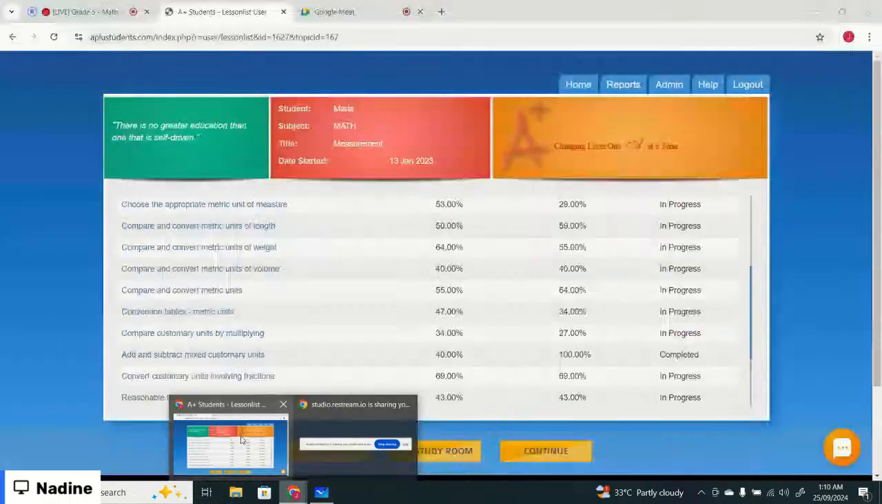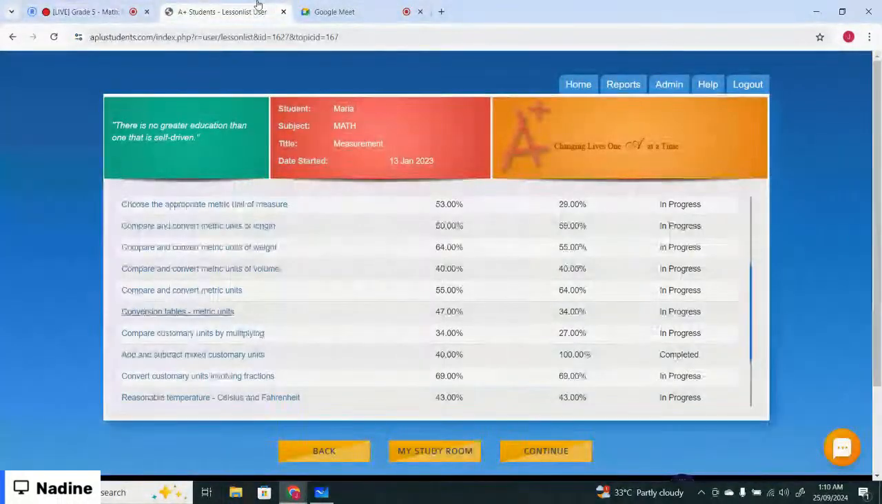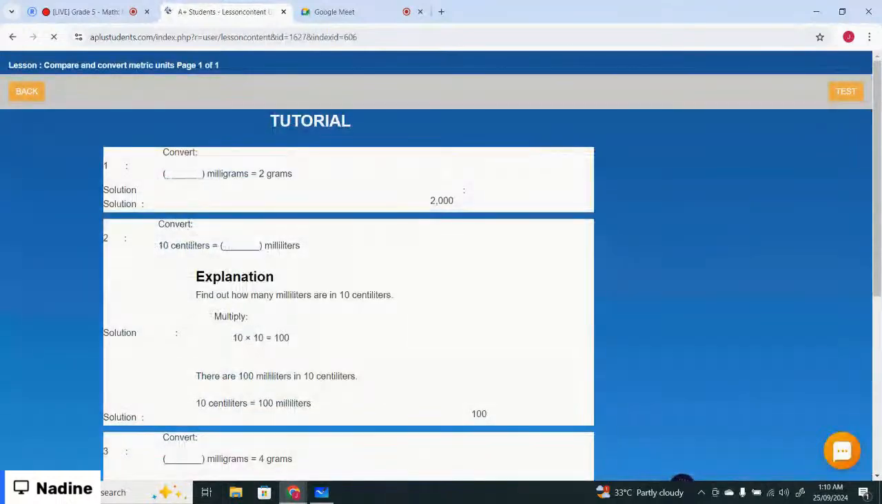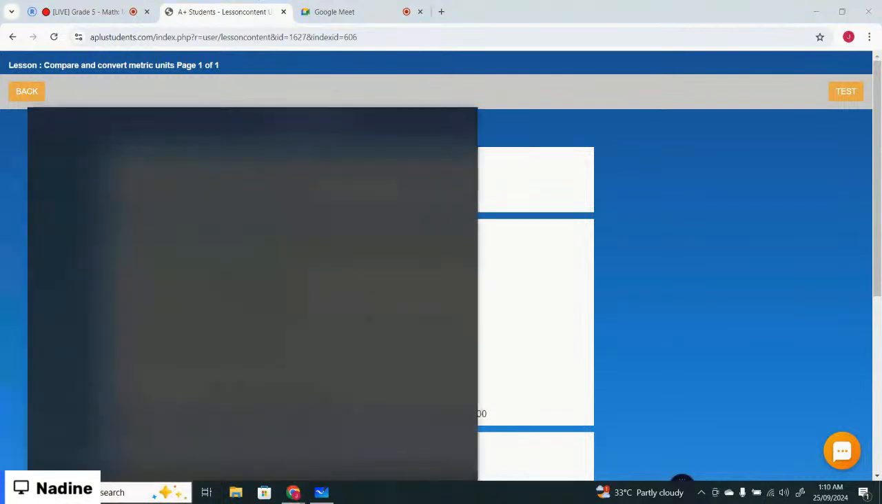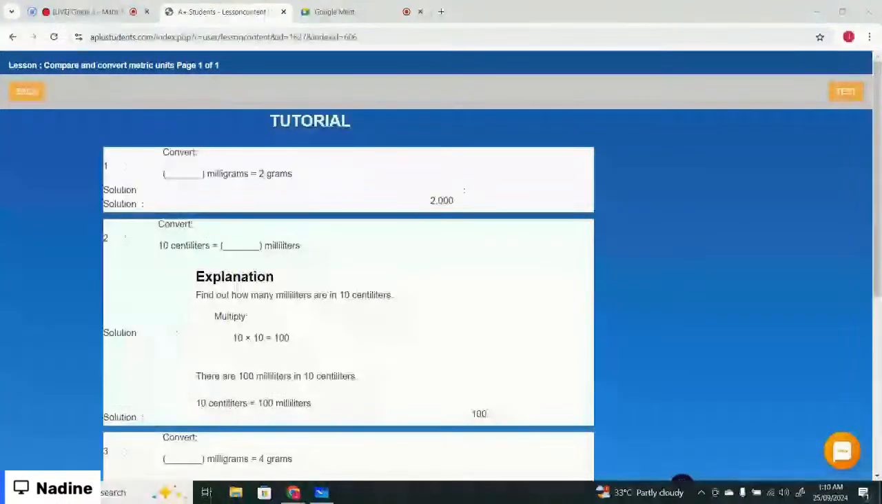Okay, so here I'm on grade 5 math. The chapter we are on right now is measurement. Let's just start with the lesson that is compare and convert metric units. The first one is convert. You are going to convert from 2 grams to milligrams. So 2 grams equals how many milligrams?